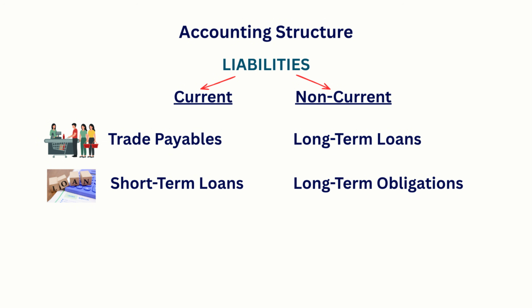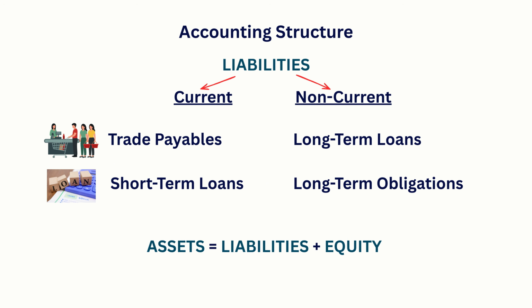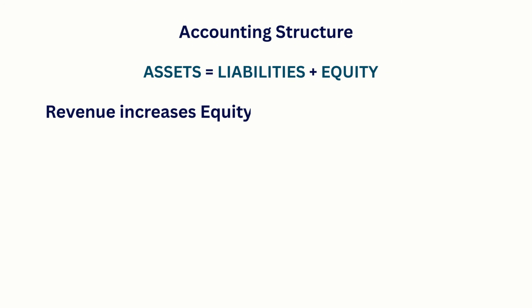All of this is held together by one fundamental rule: assets equals liabilities plus equity. This equation must always balance. Everything the business owns has to be funded by either borrowing money, called liabilities, or the owner's investment, called equity. As the business operates, revenue increases equity and expenses decrease equity. So even though we track 5 elements, they all connect back to this equation.